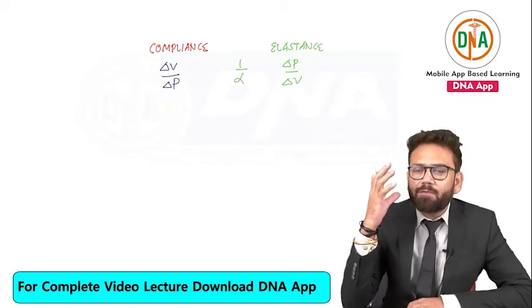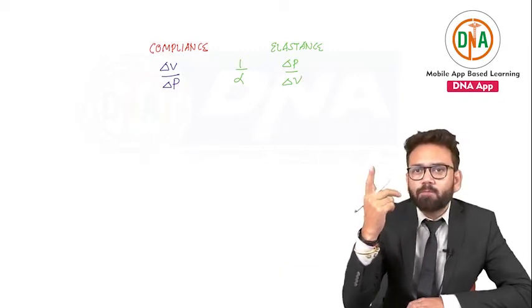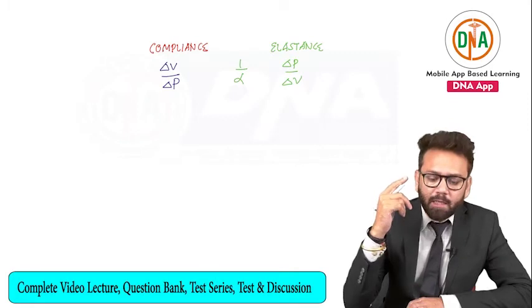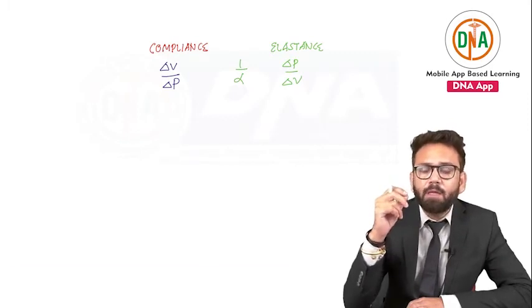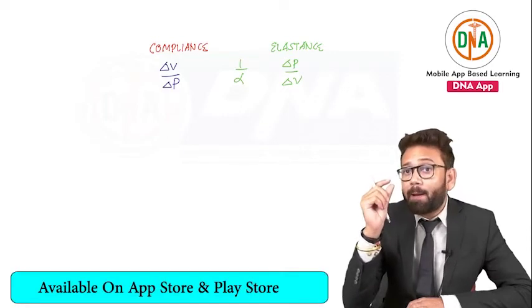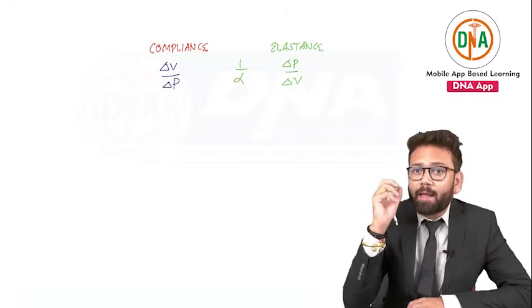Compliance is ease of expandability. Suppose there are two balloons: one is a thick balloon, the other is a thin balloon. The thick balloon will be less compliant and the thin balloon will be more compliant. So the thick balloon will be more elastic and the thin balloon will have more compliance.